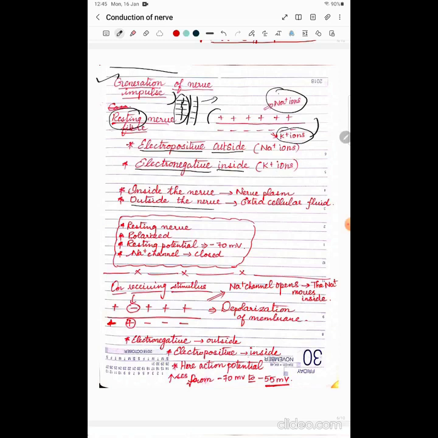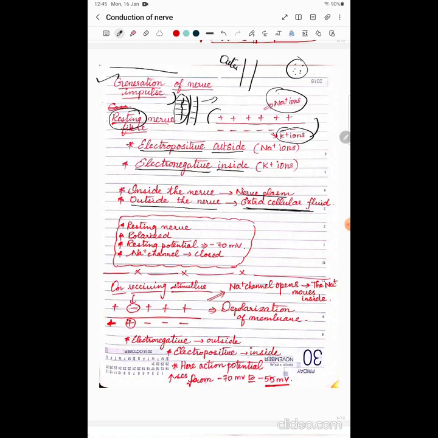Now, what is the outer structure of a nerve fiber? Outside the nerve is called the extracellular fluid. This is a nerve fiber, and this is the outer region of the nerve fiber. It will be completely filled with extracellular fluid. Now inside the nerve fiber, just as inside a cell the fluid medium is cytoplasm, likewise inside the nerve fiber the nerve plasm will be there. Understood? These are the two important regions.